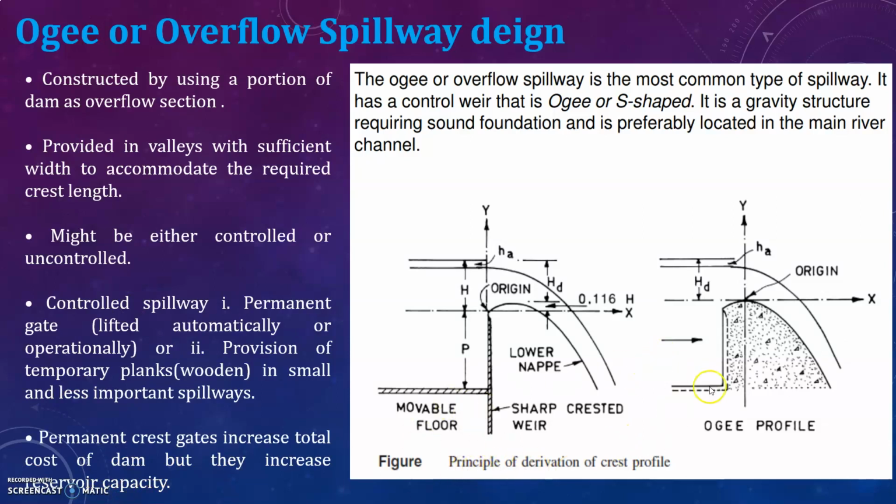This figure shows the principle of derivation of the crest profile. This is the origin, the crest and height HD, and this is HA, and here you can see this is the origin point, the lower nappe and the sharp crested weir.